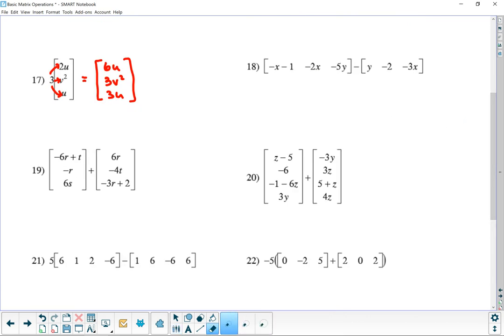Okay, this is a subtraction. So you have negative x minus 1 and then minus y. So you get negative x minus y minus 1. You can't do anything, so just write it like that. Okay, next was negative 2x minus negative 2. The best you can do is call this negative 2x, and minus a negative 2 makes positive 2. And then lastly, negative 5y minus a negative 3x. So you're going to get negative 5y plus 3x.